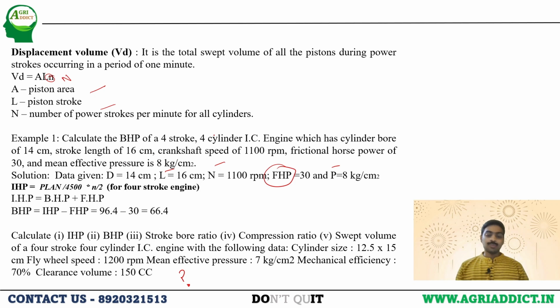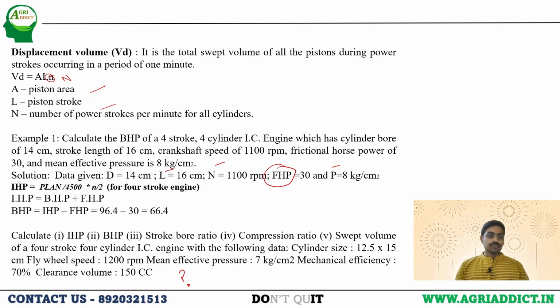Now there is a simple problem, you can make a note. The question is to calculate the brake horsepower of a four cylinder internal combustion engine which has a cylinder bore of 14 centimeters, 16 centimeter stroke length, and 1100 rpm crankshaft speed. This I have mentioned. Now they have asked to calculate the BHP. So the formula for BHP is IHP minus FHP. Already FHP is given, that is 30. So we need to find the IHP first.